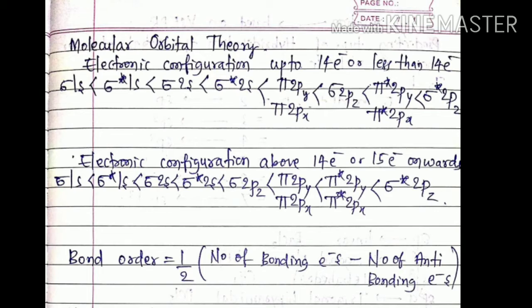Then consider the electron configuration above 14 electrons, that is 15 onwards. The order is sigma 1s, sigma star 1s, sigma 2s, sigma star 2s, sigma 2pz, pi 2py, pi 2px, pi star 2py, pi star 2px, then sigma star 2pz. Then consider the bond order. It is half of the number of bonding electrons minus the number of anti-bonding electrons.